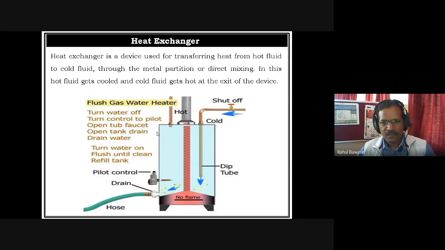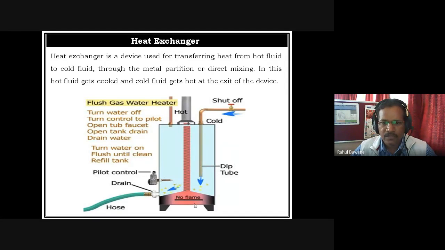Now this is the picture of a geyser, that is a water heater, but this is not an electrical geyser, it is a gas geyser. As you can see here, there is a cold water inlet. So water will be taken into the geyser part here, and when we switch on our gas burner, hot flame gases will travel through this center pipe.